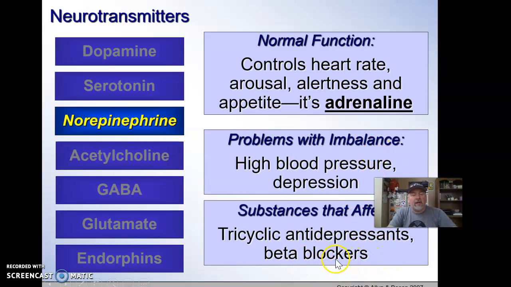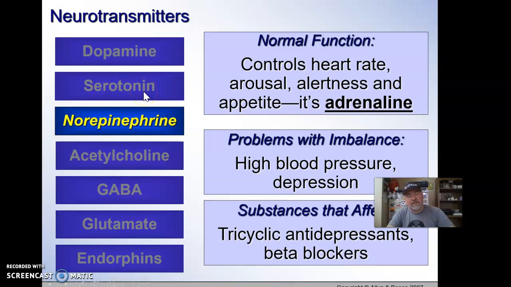If you don't have enough norepinephrine, there are antidepressants, tricyclics, that can help you. You're not going to have to remember this, but some of you might be on tricyclic antidepressants or beta blockers. So I just wanted you to know. What you really need to know is that norepinephrine is like adrenaline for your brain. If you have too much norepinephrine, you're going to have high blood pressure. If you don't have enough, you may have depression. But mostly serotonin is the big one.